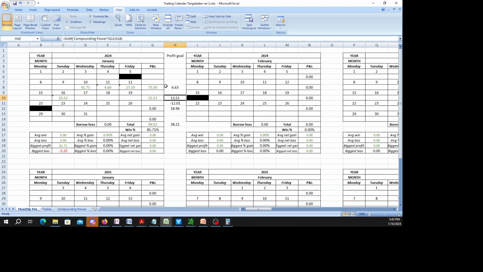And then I rolled over a trade from the week, and I lost $3. But then I made 2 trades today. I made $25.52, which right now gives me a total for the month of $99.02. And all I needed to make for the month to reach my daily profit goal was $38.21. So I'm ahead of the game.